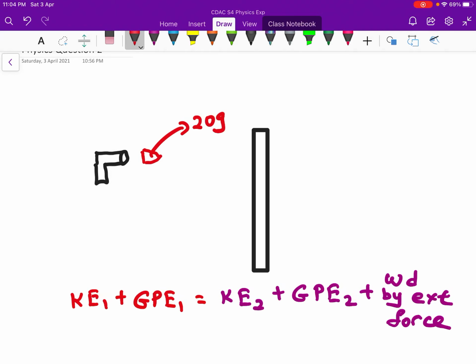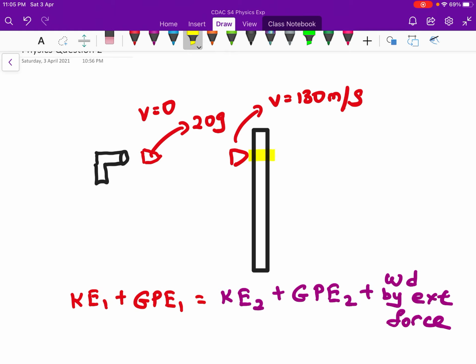Alright, physics question 2. We are given a gun that shoots a bullet of mass 20 gram. The bullet travels from rest, so the initial velocity is 0. Before it hits the wall, it has a speed of 130 meter per second. The bullet pierces a thin plastic wall and emerges with a speed of 55 meter per second.